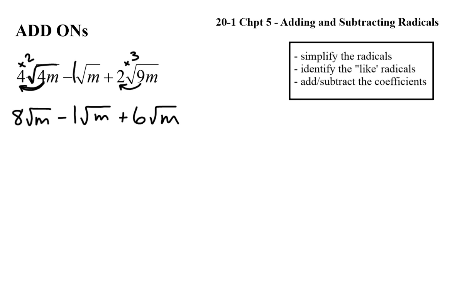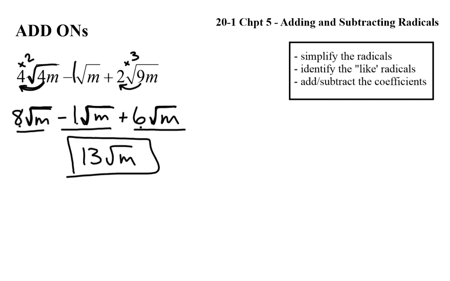8 root m, negative 1 root m, and 6 root m, they're all root m terms, so I can add or subtract the coefficients. 8 and negative 1 is 7. 7 and 6 is 13 root m. There's my simplified form.